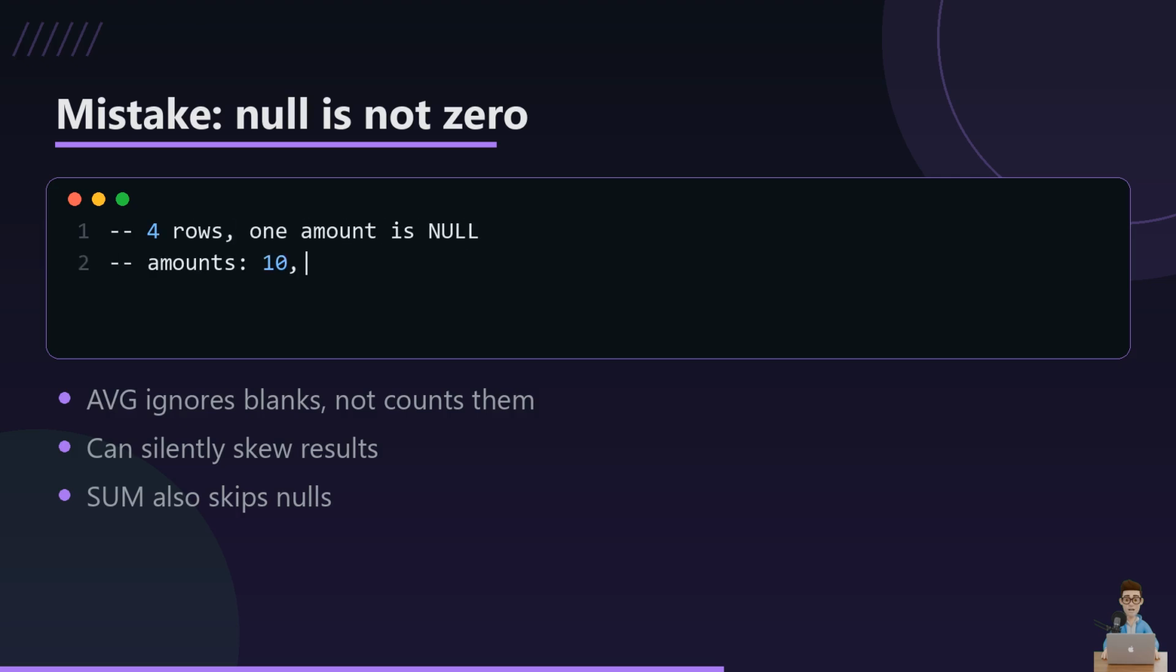Here's the one that bit me early on. I had a column with some blanks and assumed AVG would treat them as 0. It doesn't. It just pretends those rows aren't there. So 10, 20, 30 and a blank averages to 20, not 15. If you truly want blanks counted as 0, you convert them first with something like COALESCE.